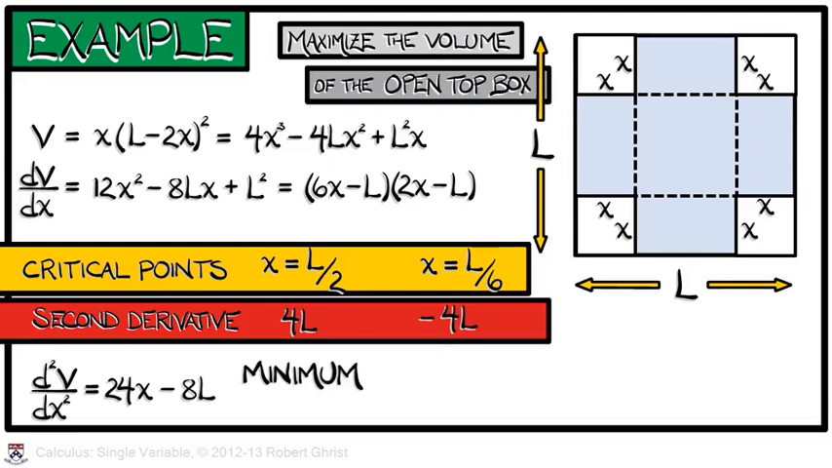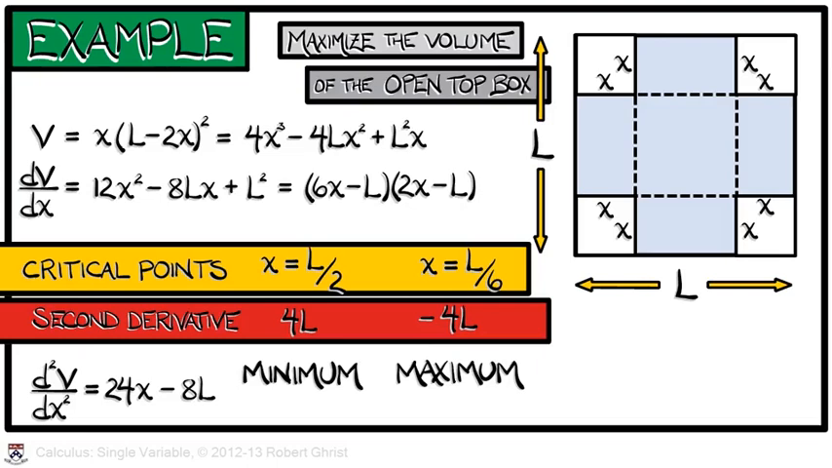At x equals L over 6, the second derivative is negative 4L. That gives us a local maximum. Of course, this fits with your intuition. If x is equal to L over 2, then what is happening when you fold up that box? Oh, well, you're getting something with volume 0. That's clearly a minimum. We therefore conclude that the volume is maximized at x equals L over 6.